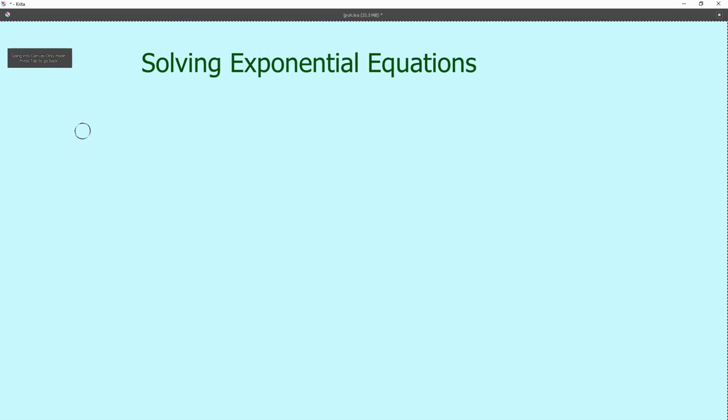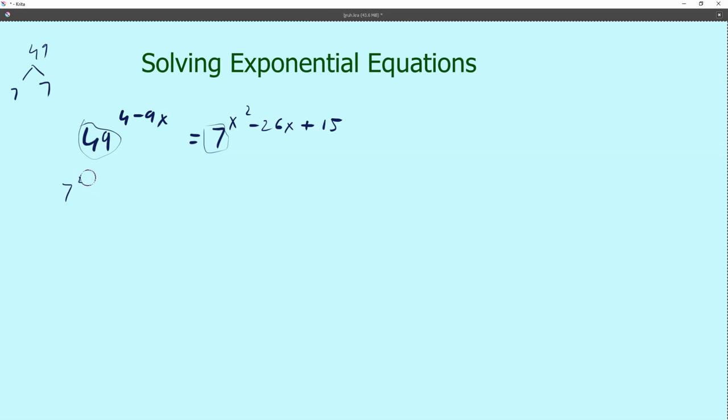So they might give you something like 49 to the 4 minus 9x is equal to 7 to the x squared minus 26x plus 15. Something like that. So here I have to break the bases down to make them look the same. So I'm going to break the 49. That is 7 times 7. So I have 7 squared raised to the 4 minus 9x is equal to 7 to the x squared minus 26x plus 15 over here.